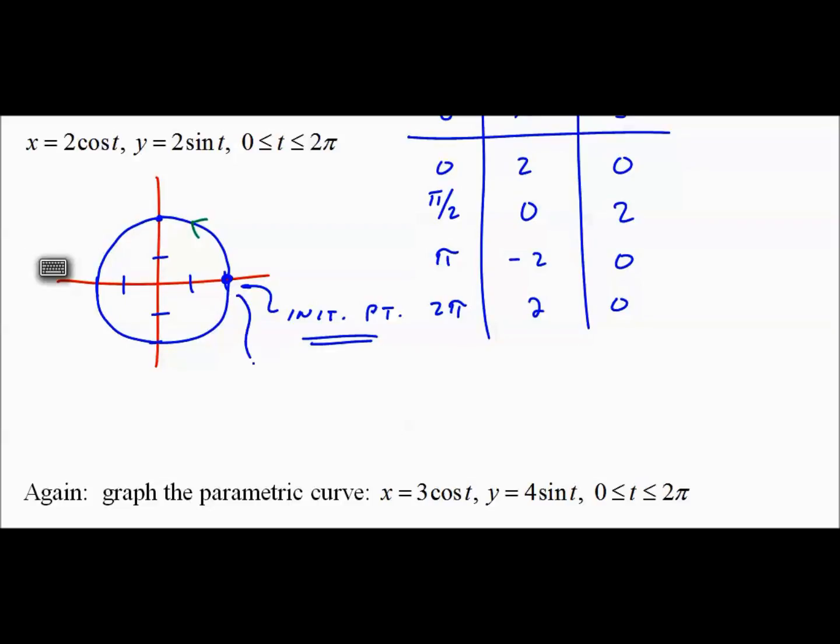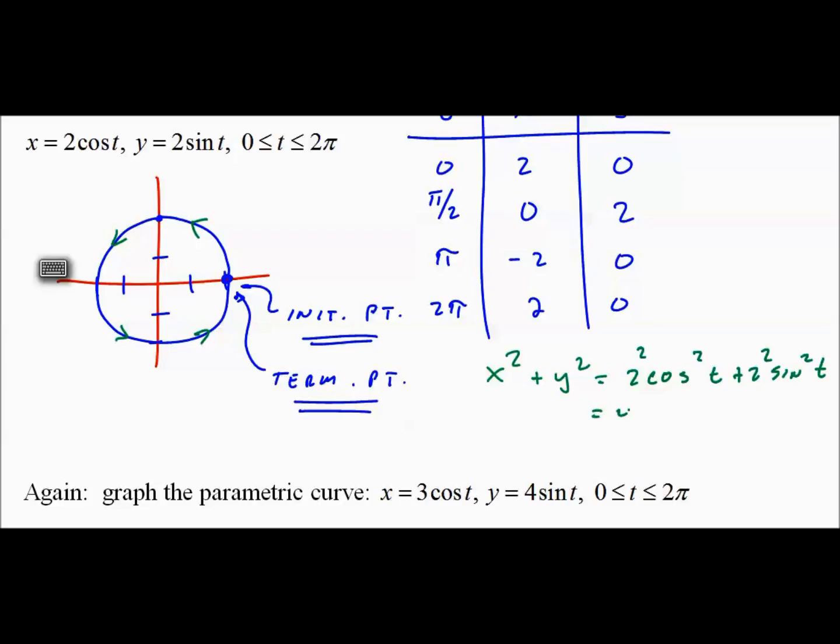This is also the terminal point. Notice without me labeling it, you'd have no idea if you just came across this graph. And it goes around counterclockwise. What's going on here? What's x squared plus y squared if this is what x and y are? Well, it'd be 2 cosine squared plus 2 squared sine squared, which is just 4.